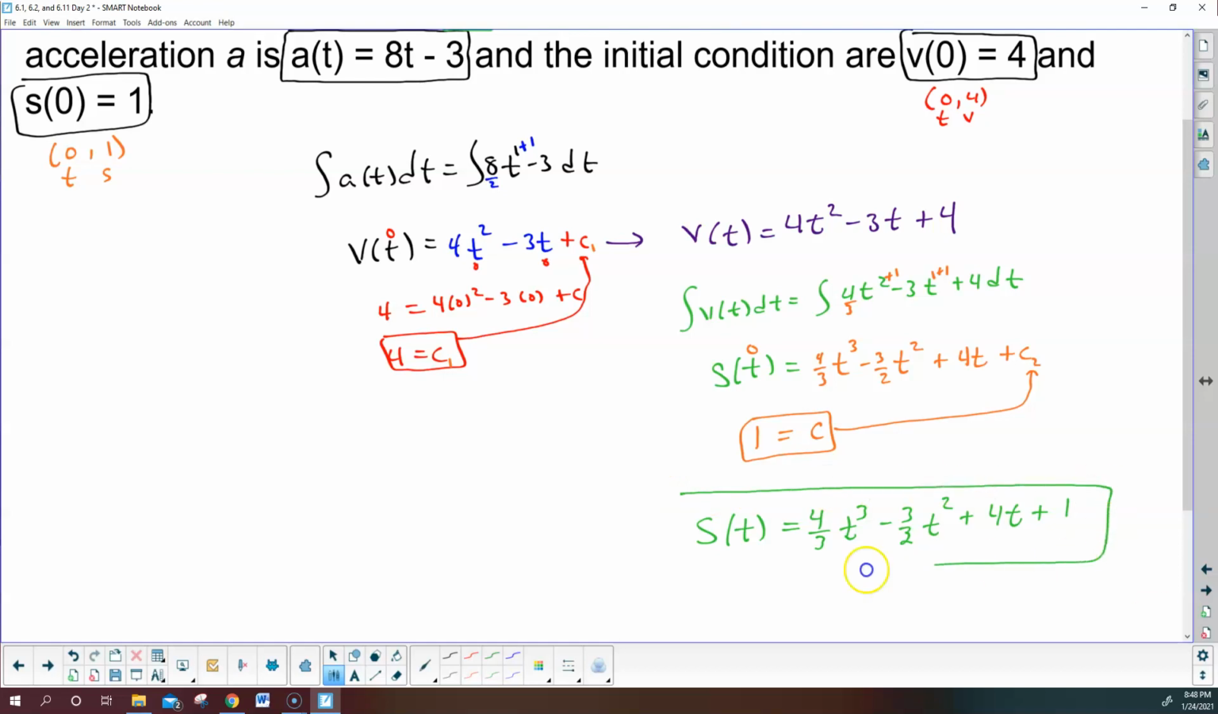Now, if you're not certain on this, what you can do is take the derivative of this. If you take the derivative of this, you should get back to velocity. Take the derivative of velocity, you'll get back to acceleration. And that's all we're doing. That's the antiderivative.